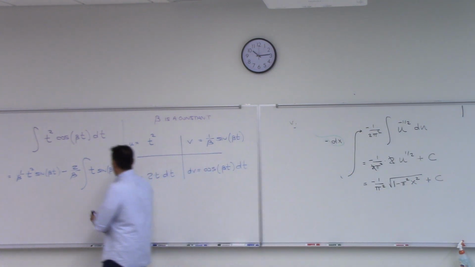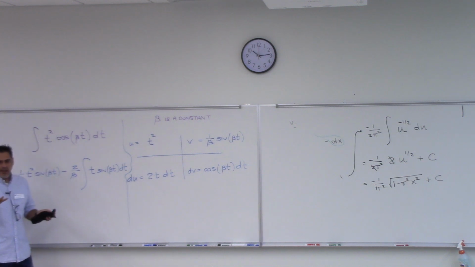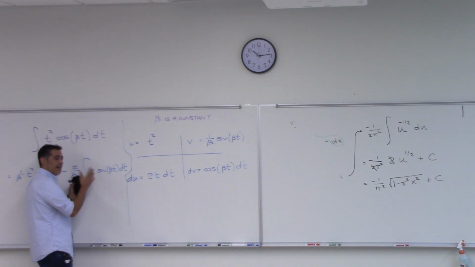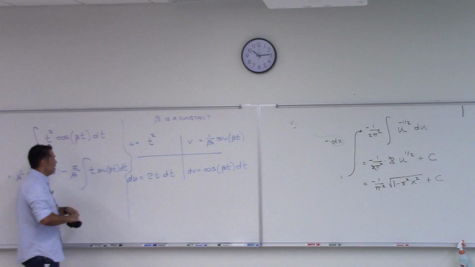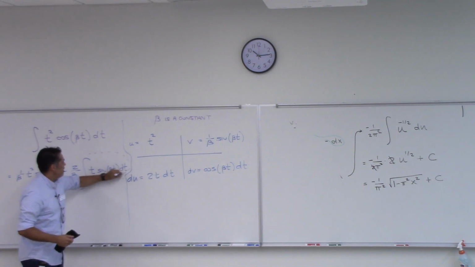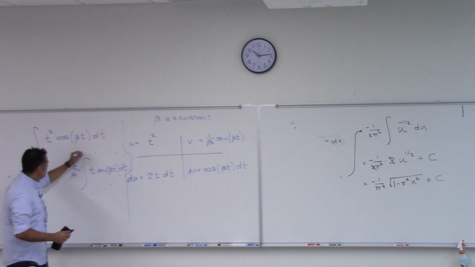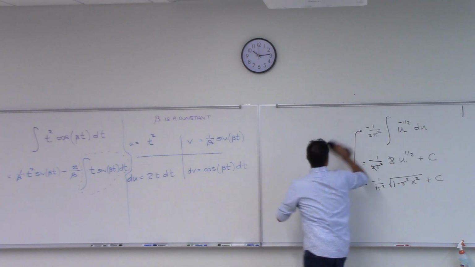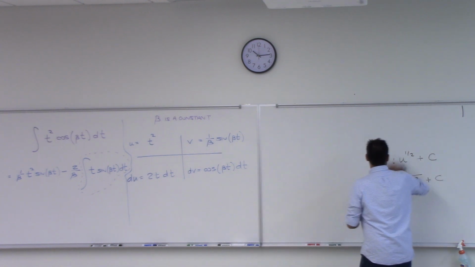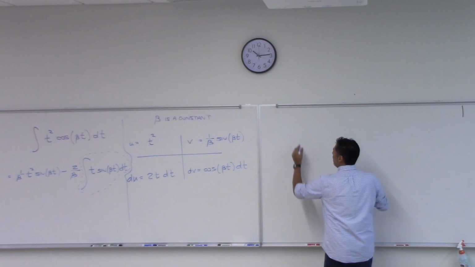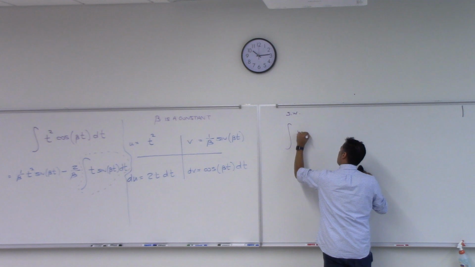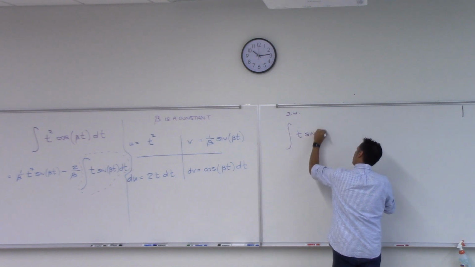This new integral that I got, I can't just do it mentally. I look at that and I'm like, it's still something I can't do. But I can do integration by parts on this. So I'm going to treat this like a brand new problem, and I'm, again, going to do some scratch work. I'm not going to bring the 2 over beta, just the integral. I'm going to do it over here. So this is my scratch work: integral t sine beta t dt.